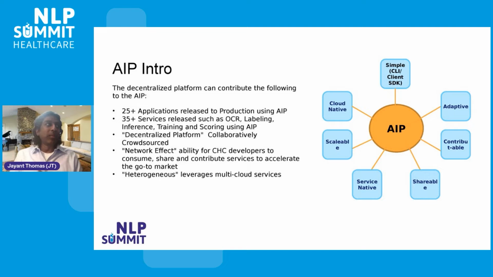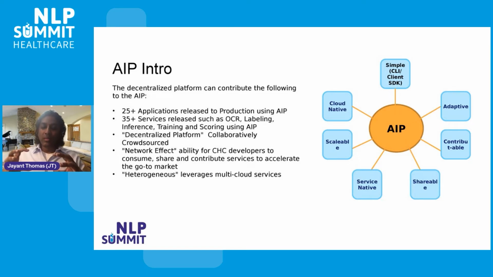So far, we have built around 25 applications using the AI platform, or what we call the AIP, and it consists of 35 services all the way from OCR, labeling, inference, training, and many different applications. It's completely decentralized in nature and collaboratively built by all the developers within the organization. So anybody can come and say, "Hey, I want to contribute to that or change some piece of it." So it's built for that, and it's built for the network effect.